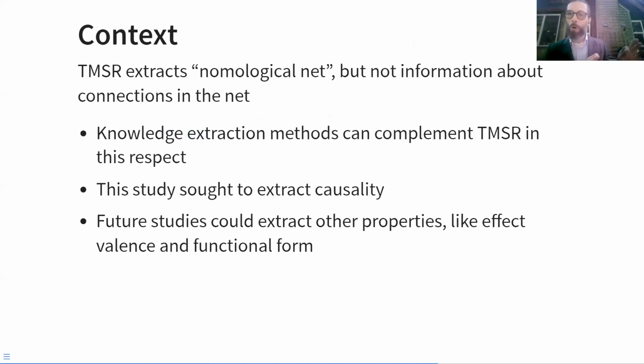So as I mentioned before, text mining systematic review extracts a kind of nomological net, but it doesn't yet give us information about the nature of connections in that network. If we develop knowledge extraction methods like causal sentence detection, then those can complement text mining systematic review. So for this paper, we sought to identify causal claims, but it would be possible to train a model to extract other properties like the direction of the effect, positive or negative, or the functional form, direct, indirect, moderational, nonlinear, etc.